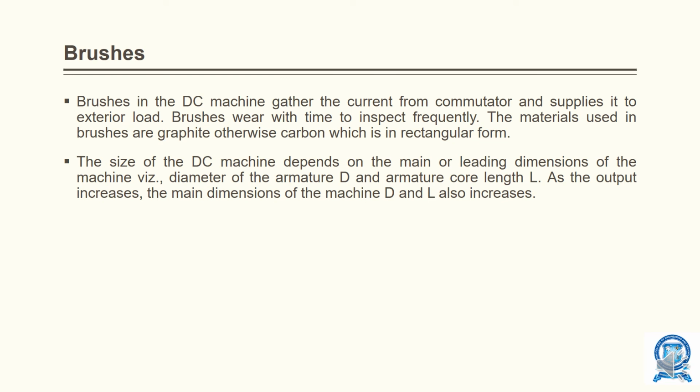Brushes. Brushes in a DC machine gather the current from the commutator and supply it to the exterior load. Brushes wear with time, so inspect them frequently. The material used for brushes is graphite, otherwise carbon, in a rectangular form.